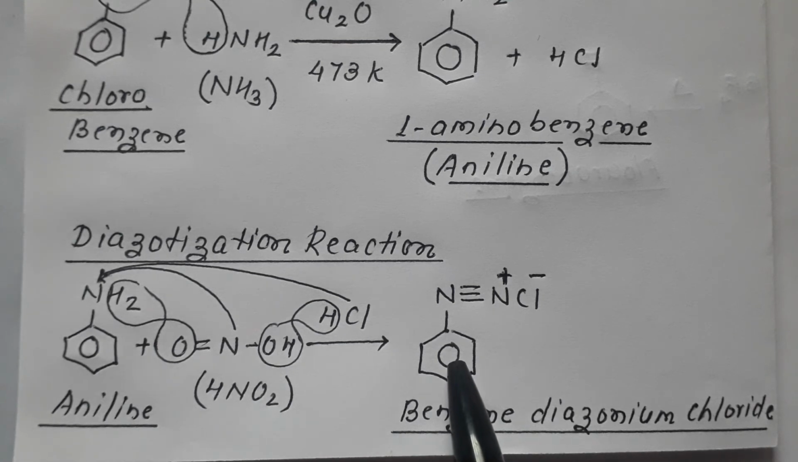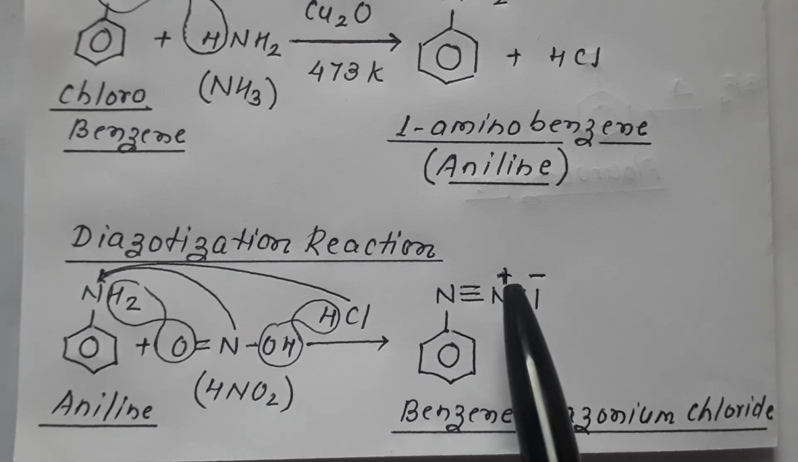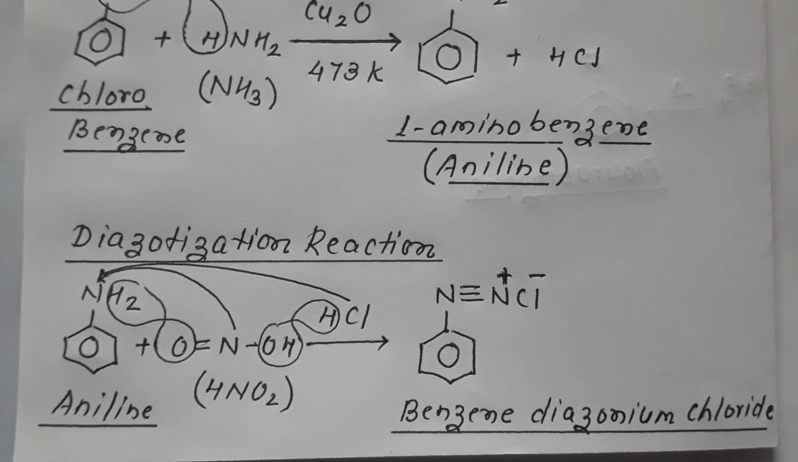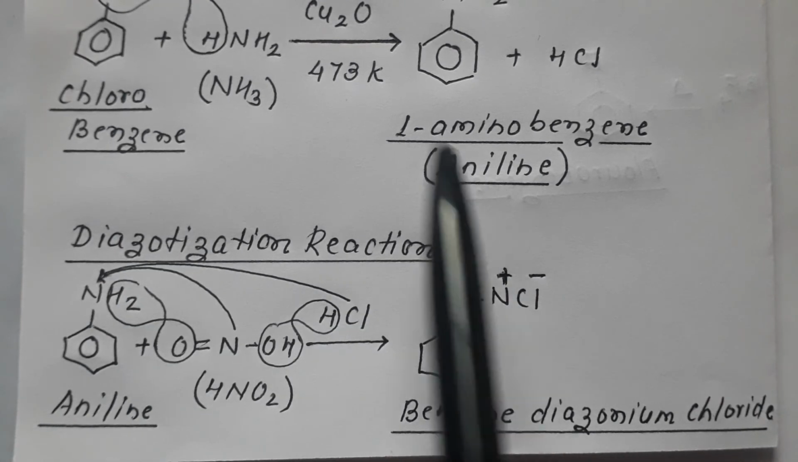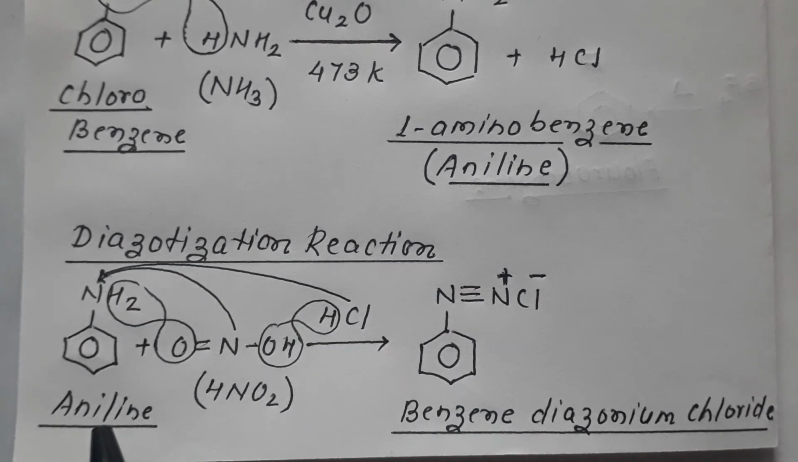It is benzene diazonium chloride, which is a very important synthetic compound utilized to prepare various other compounds. Very important. This benzene diazonium chloride is a very important synthetic reagent. So what we have done, we have converted chlorobenzene into aniline by reaction with ammonia, and now we have converted aniline into benzene diazonium chloride, and now this benzene diazonium chloride can be subjected to conversion into another product.